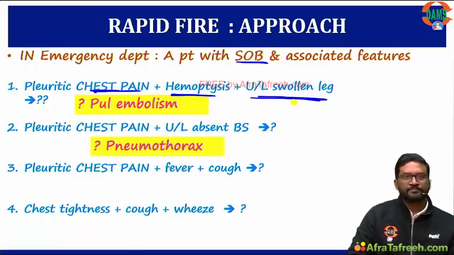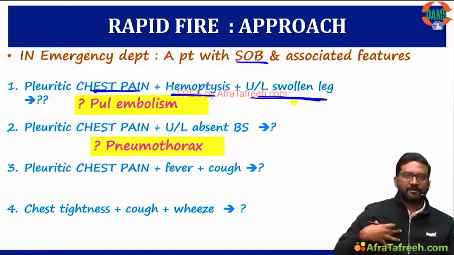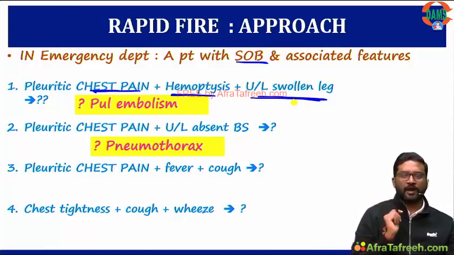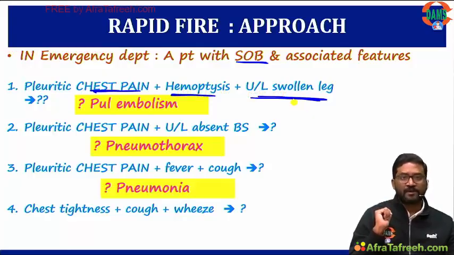Then pleuritic chest pain, unilateral absent breath sounds, think of pneumothorax. In the emergency department, chest pain, shortness of breath, absent breath sounds, and if they give you hypotension, your answer should be tension pneumothorax. Next step, putting a needle and saving the life of the patient. Then pleuritic chest pain, fever, cough, think of pneumonia, pericarditis. If there is typically fever, think of pneumonia.